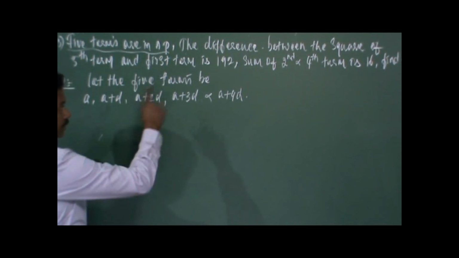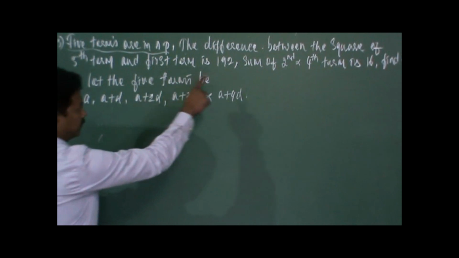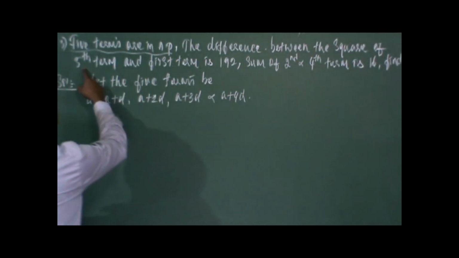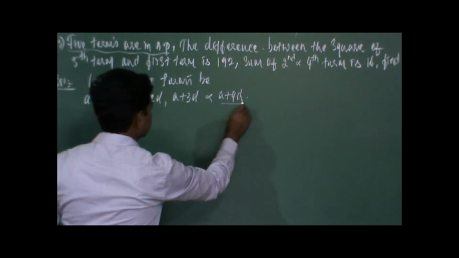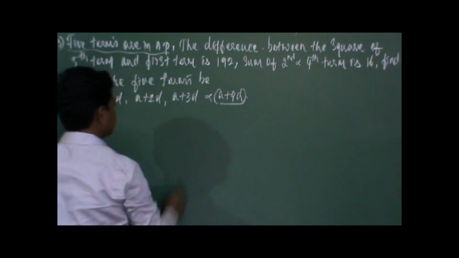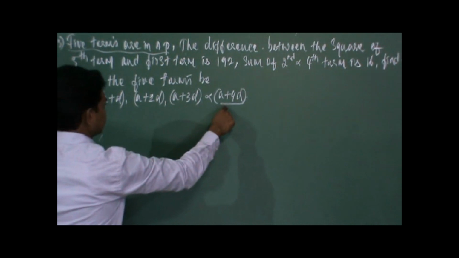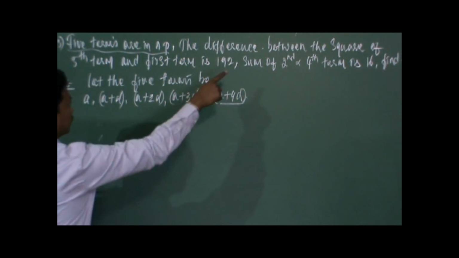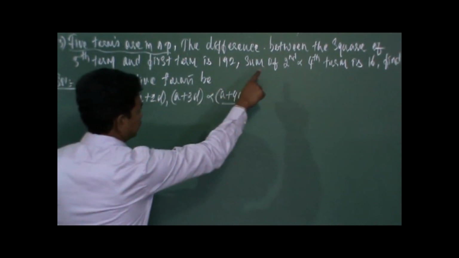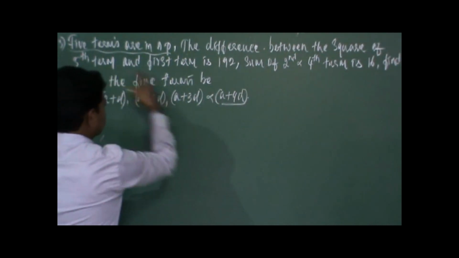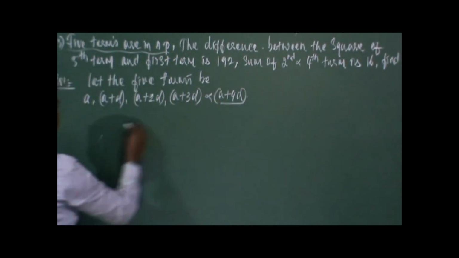Now, read the first condition. The difference between the square of the fifth term. This is the fifth term. So in this fifth term, square you have to take. Find the difference between the square of the fifth term. So fifth term's square, how does it look?